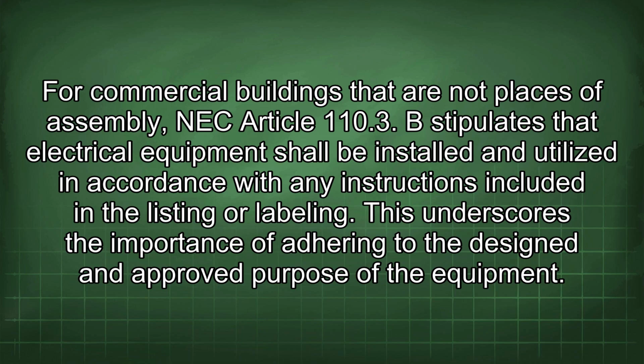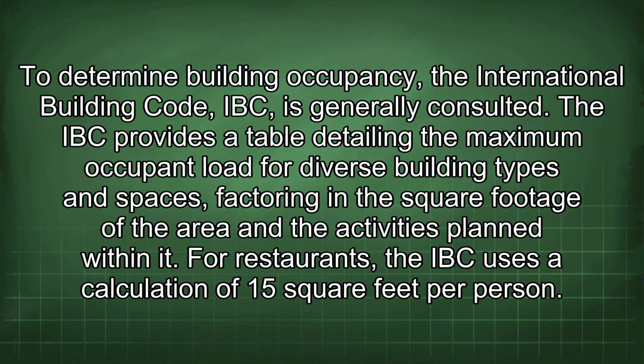For commercial buildings that are not places of assembly, NEC Article 110.3 B stipulates that electrical equipment shall be installed and utilized in accordance with any instructions included in the listing or labeling. This underscores the importance of adhering to the designed and approved purpose of the equipment. To determine building occupancy, the International Building Code (IBC) is generally consulted.